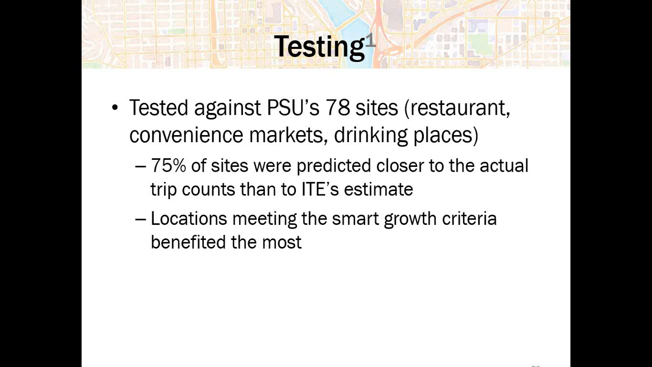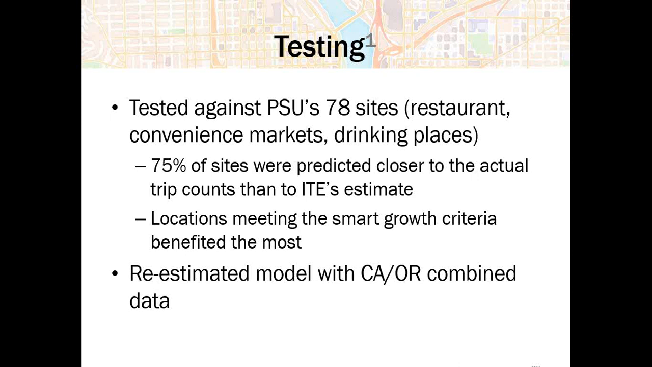So of the 78 establishments, there were 20 sites that met the smart growth criteria or almost completely met the smart growth criteria that I presented on a previous slide. And for these 20, there were significant improvements in the estimation of trip generation rates. So if you have a location that fits within one of the land uses that this study looked at, and it also fits within the smart growth criteria, this might be an excellent method for you.